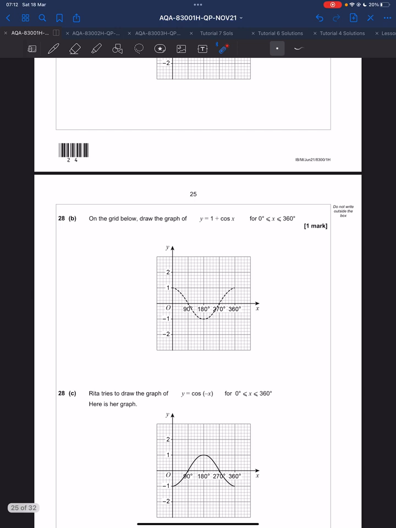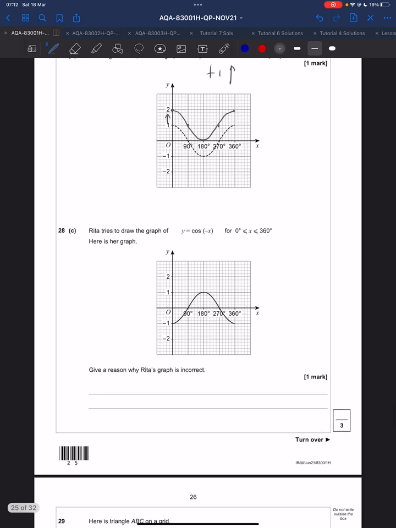Draw the graph of 1 plus cos x. So when it's outside like this, it's plus 1 that way. So it's there, there, there, there, there. There's always plus 1. So you do the original cos and then add 1.